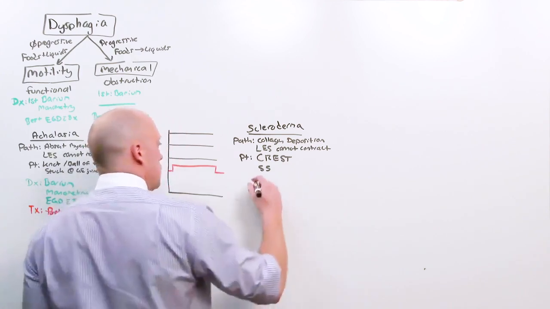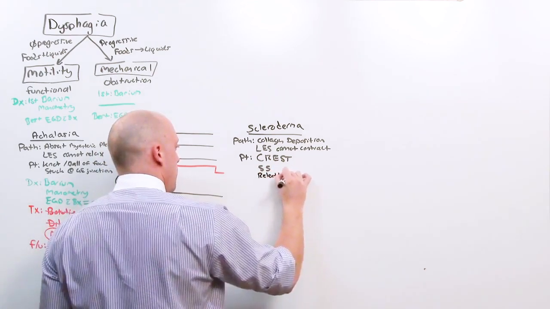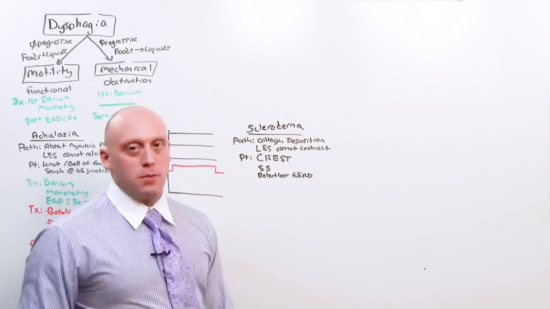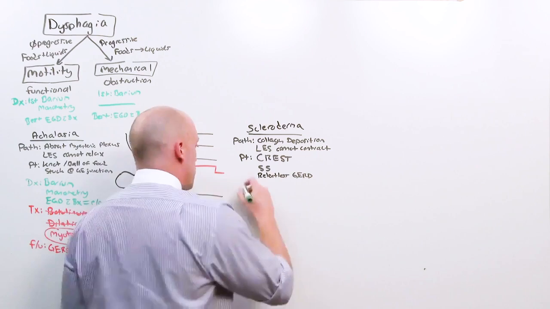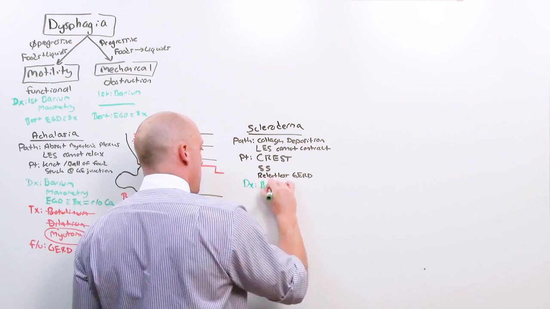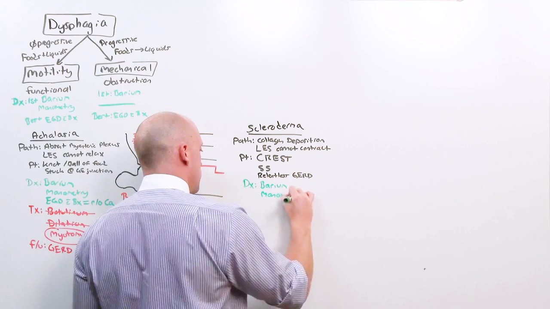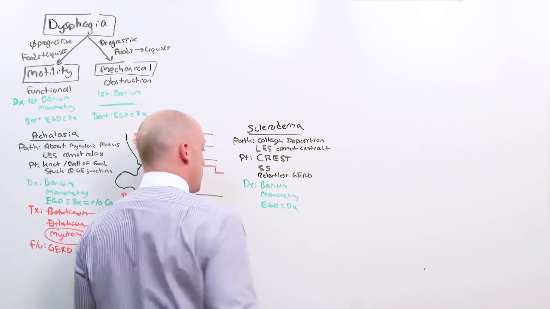The patient is going to present with relentless GERD because there is no lower esophageal sphincter. Acid is just allowed to come back up and erode the esophagus. The diagnosis, as we know, is made first with barium, then with manometry, and with endoscopy, with biopsy.